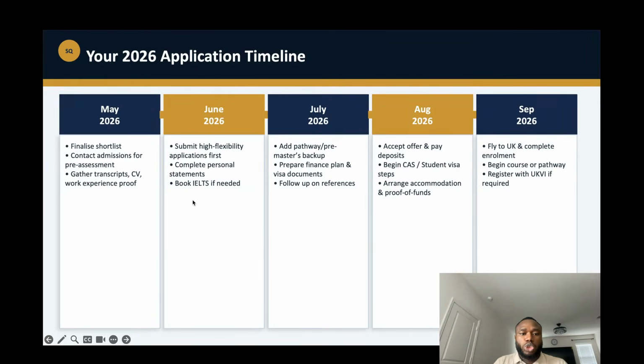All right. So in June, you want to start putting in your applications. If you have to write IELTS, you want to get your IELTS out of the way. You want to complete your personal statements, and you want to submit all of those applications.